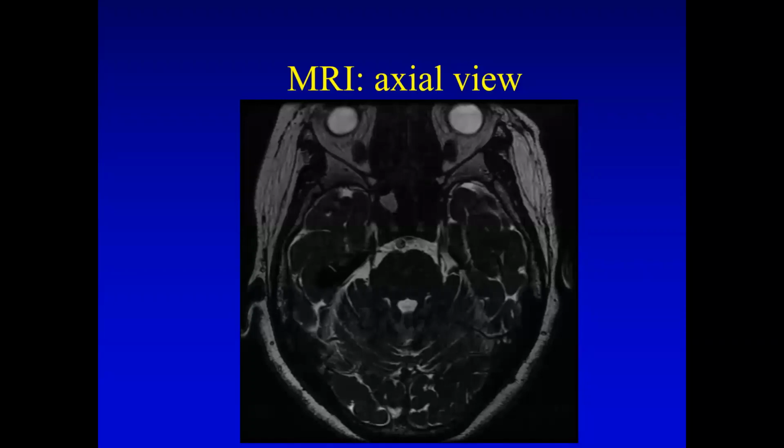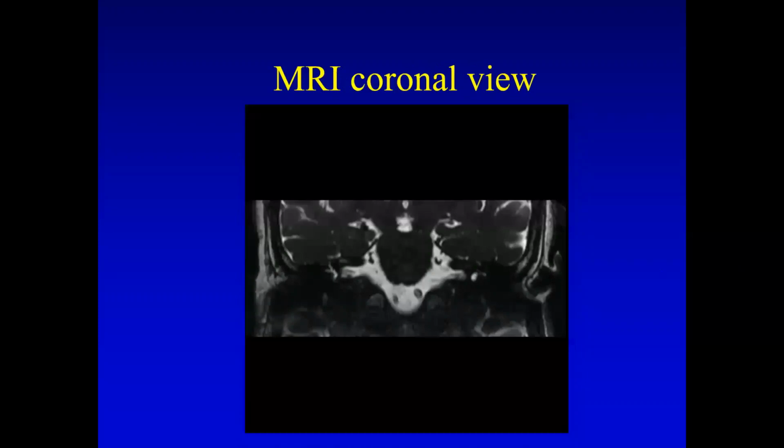Now, this is an axial view. It's a horizontal view through your brain. So here's your right eye, here's your left eye, here's your left earlobe, here's your right earlobe, and here's the back of the head. So that's the anatomy there. We can see that the trigeminal nerve is located deep within the center of the brain.